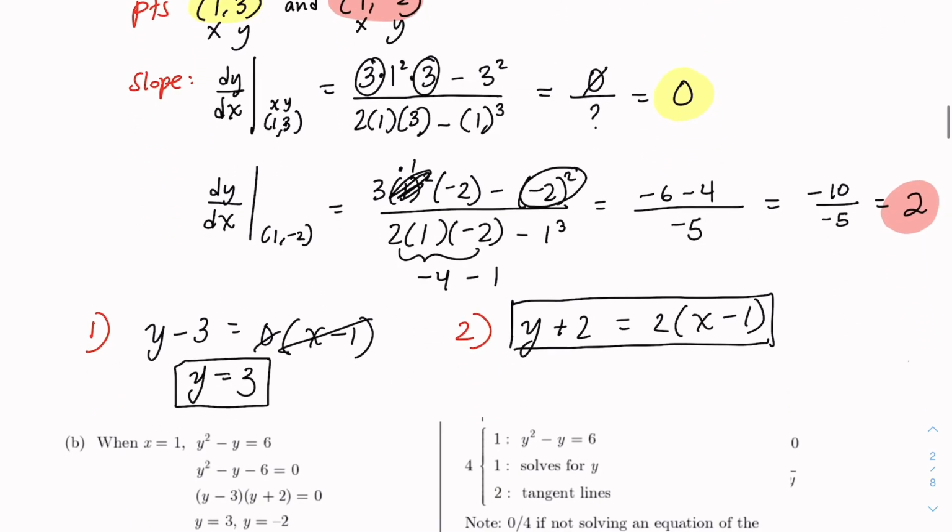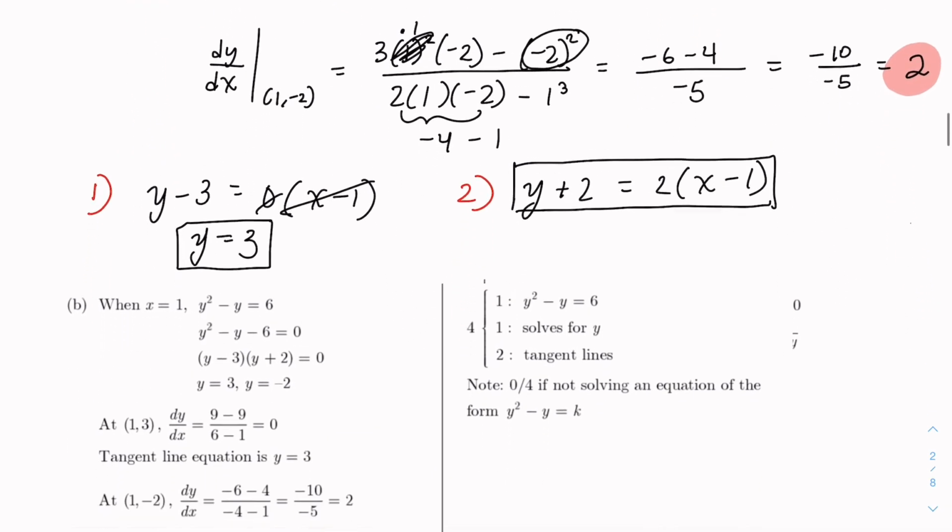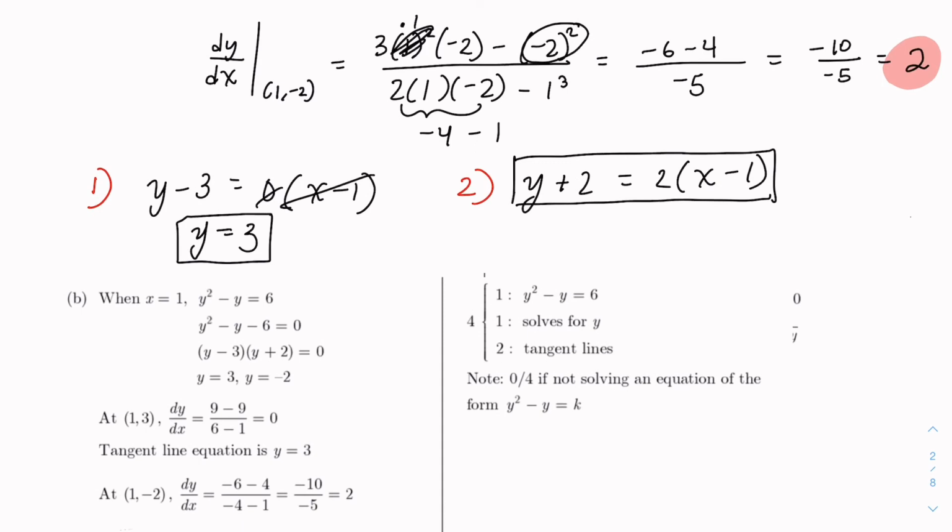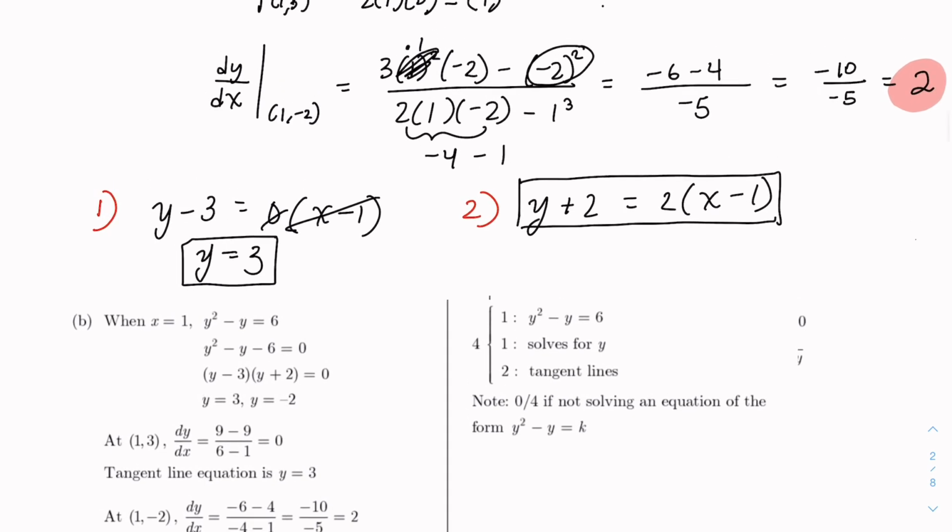Let's compare our work to the rubric now that we found our tangent lines. So it says here, when x is 1, those are the y values, so those are the points we came up with. That's right. At the first point, the derivative is 0. At the second point, the derivative was 2. So we get 1 point.